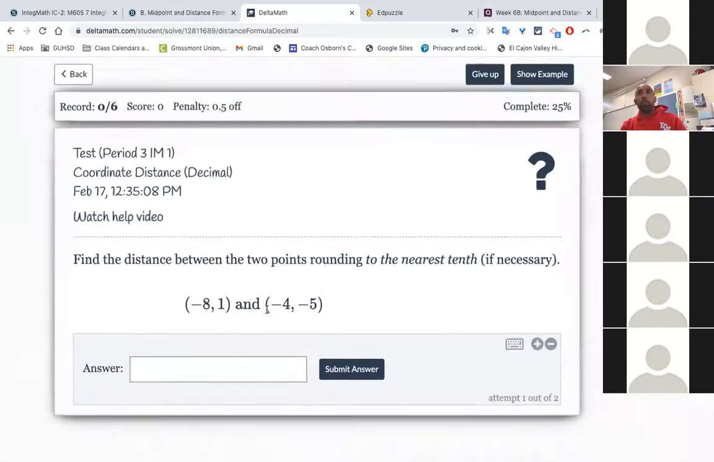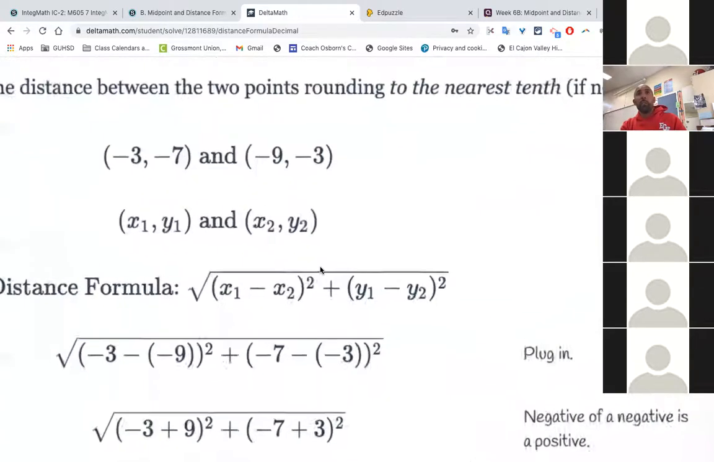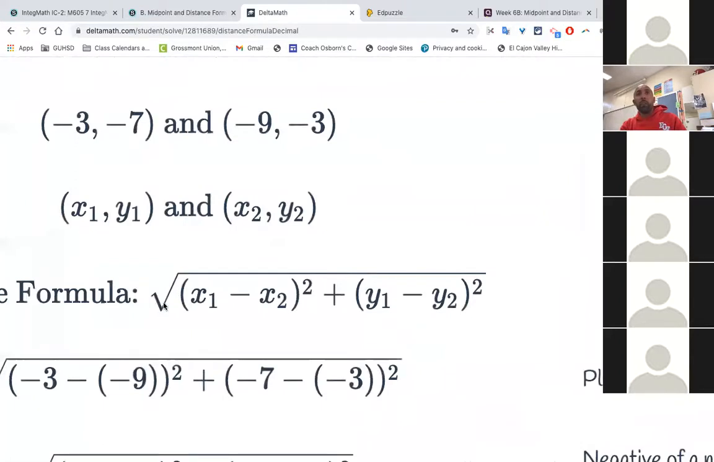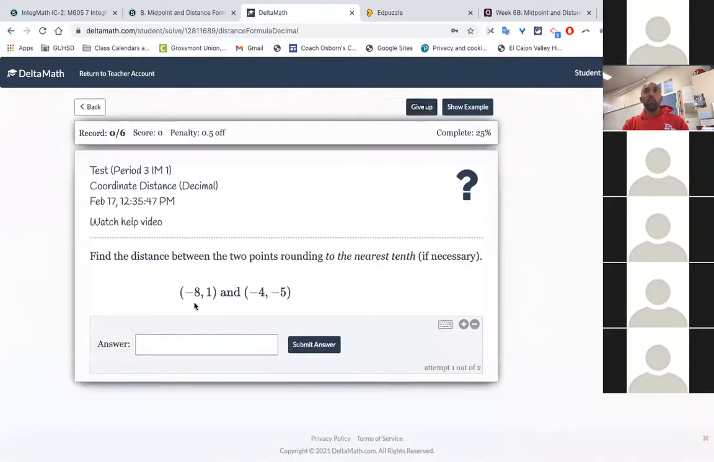Okay, so the formula is this guy right here. So you got the big radical symbol, the square root, and inside of that you have both x's together, but now instead of adding, we're subtracting them, and order matters. So you got to make sure you start with the first one and subtract the second one, and then square it. And then you got y, the first y minus the second y and square it. Okay. All right, so let's first write these down.